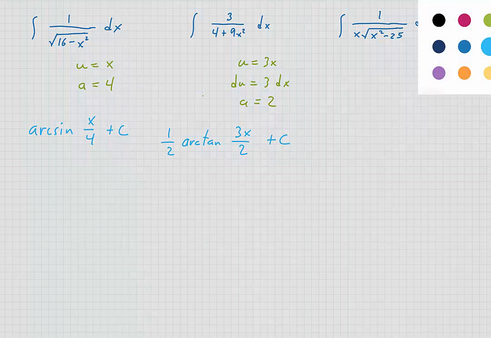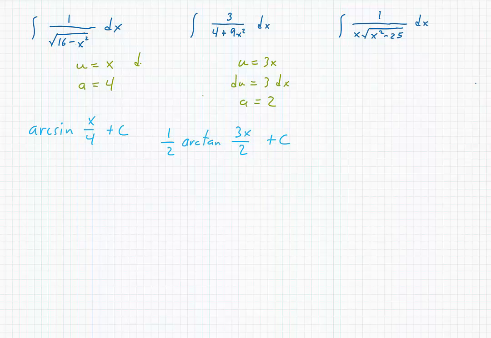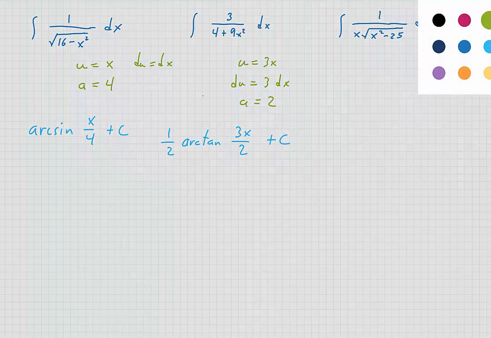Now, I didn't mention on the first example, but if we let u be equal to x, then du is equal to dx, and there wasn't much going on there, but I probably should have noted it as part of walking through the substitution process.